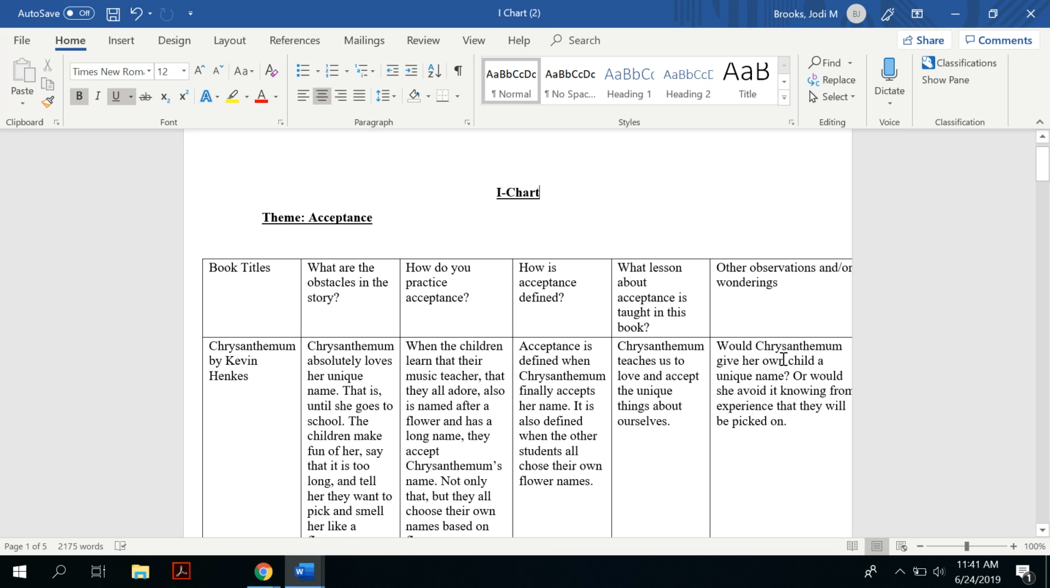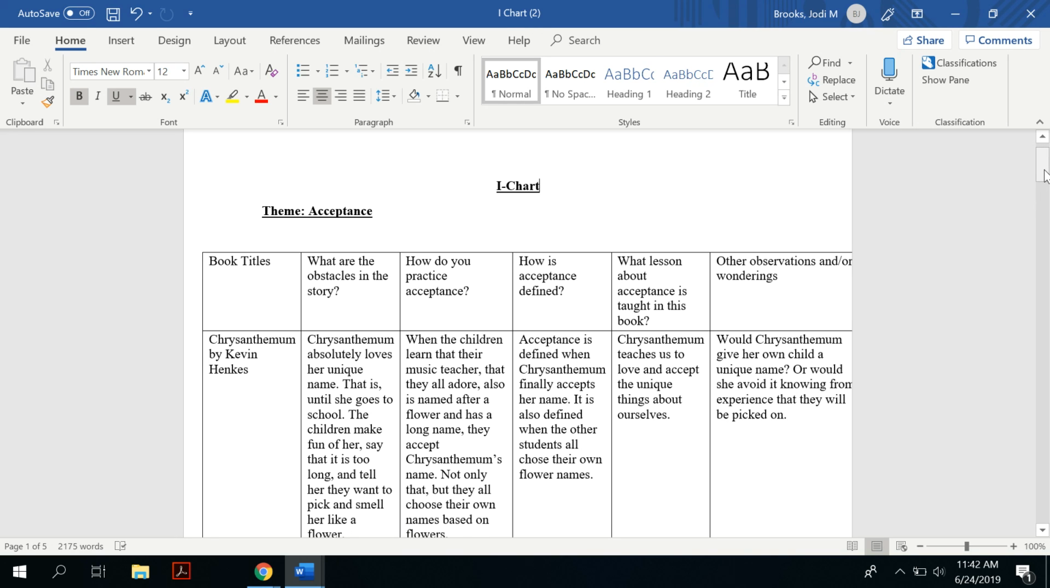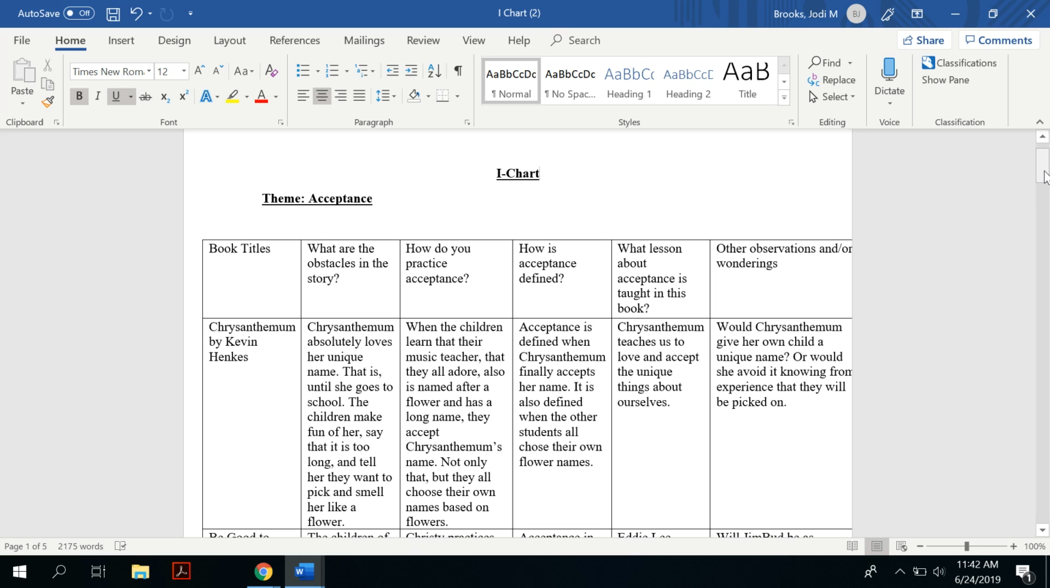And then this last column is just your own thoughts or wonderings, any questions you might have, any question you might want to ask, or anything that you thought of as you were reading the book or working through the iChart that you might want to bring up with students as you're teaching it.